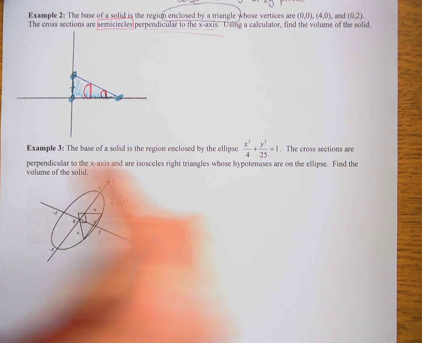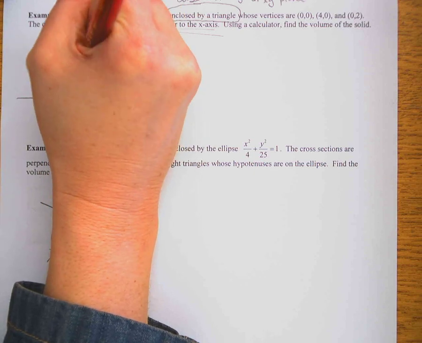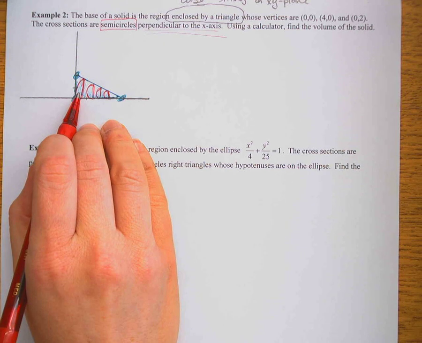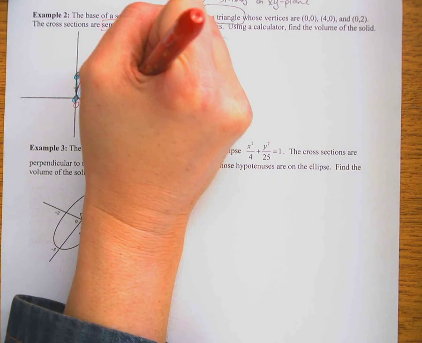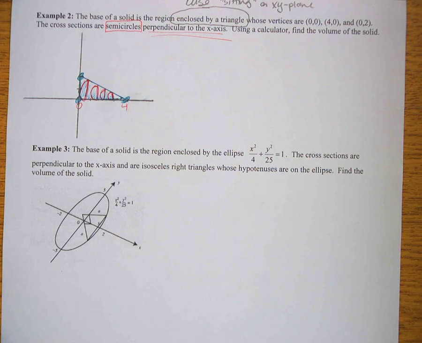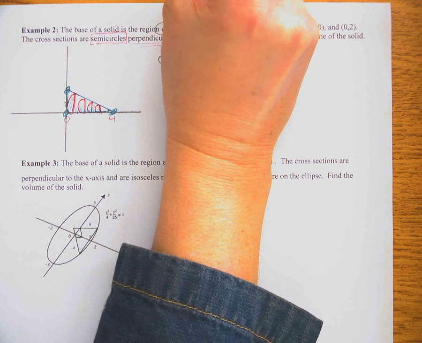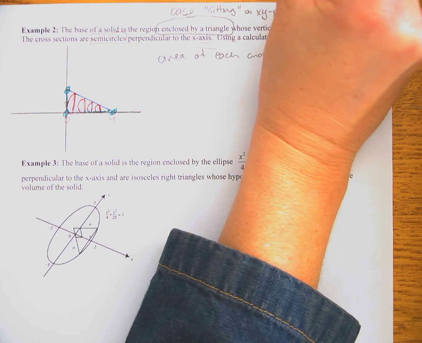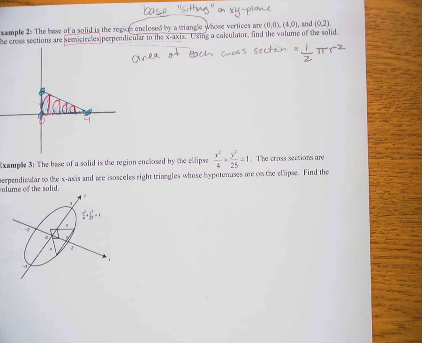Now imagine these are standing up, by the way. Okay. And as you can see, depending on where x is, the semicircles will be larger, and they sort of get smaller as you go from 0 to 4. Okay, so first thing we notice is that the area of each cross section is going to equal half the area of a circle. So 1/2 pi r squared.